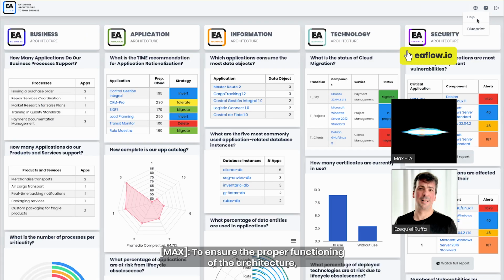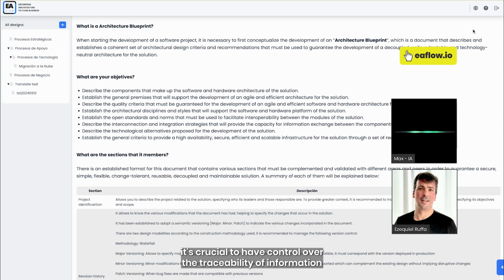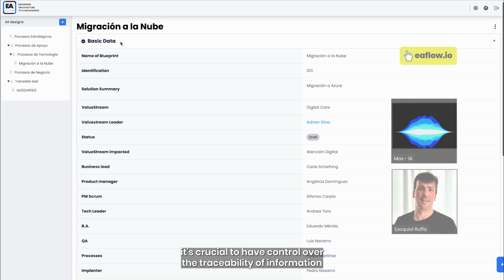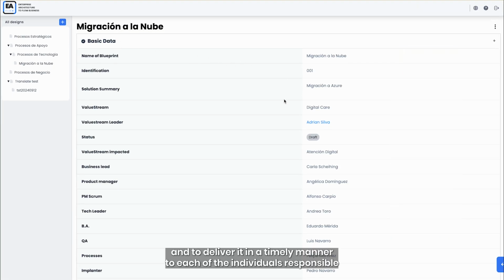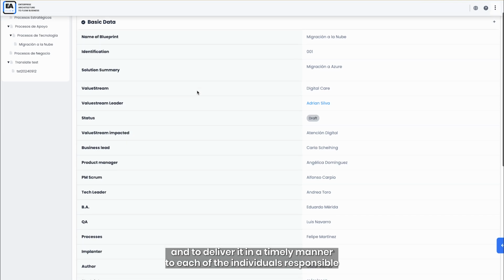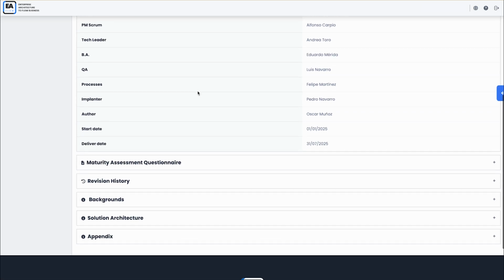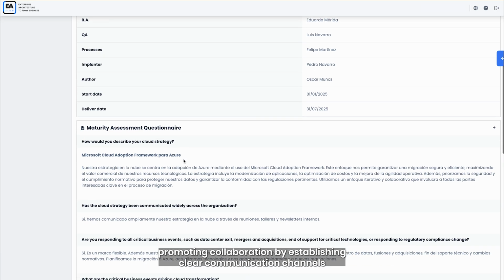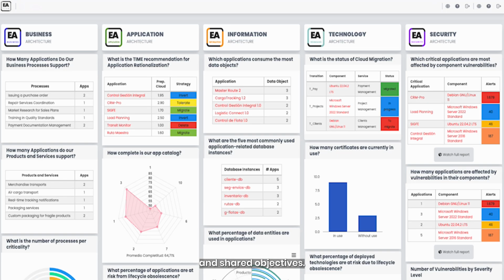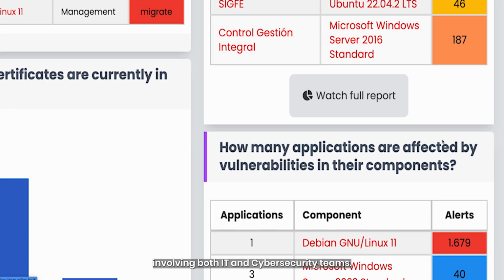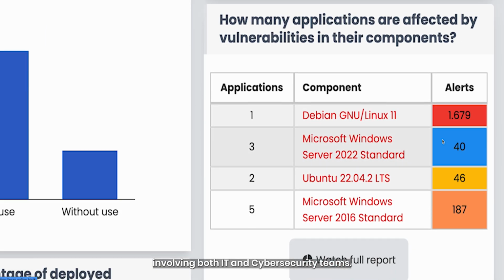To ensure the proper functioning of the architecture, it's crucial to have control over the traceability of information, and to deliver it in a timely manner to each of the individuals responsible for the artifacts. EA Flow fosters the integration of efforts between IT and cybersecurity teams, promoting collaboration by establishing clear communication channels and shared objectives. It also implements unified processes for corrective management, involving both IT and cybersecurity teams.